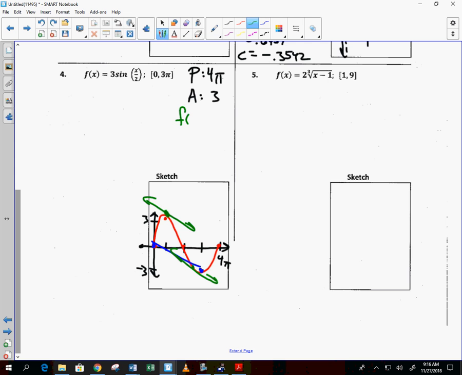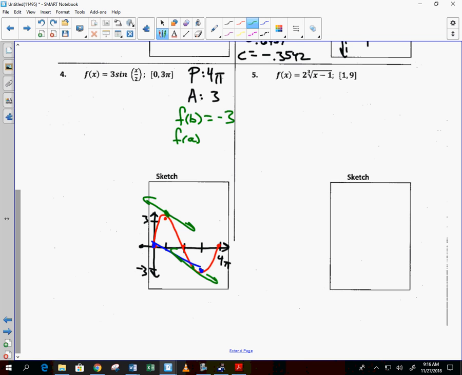So let's compute f of b and let's compute f of a. F of b, I plug in 3 pi. 3 pi divided by 2. Anybody know the sine of 3 pi over 2? -1 times 3, -3. If you just look at your graph, doesn't that tell you the answer as well, folks?